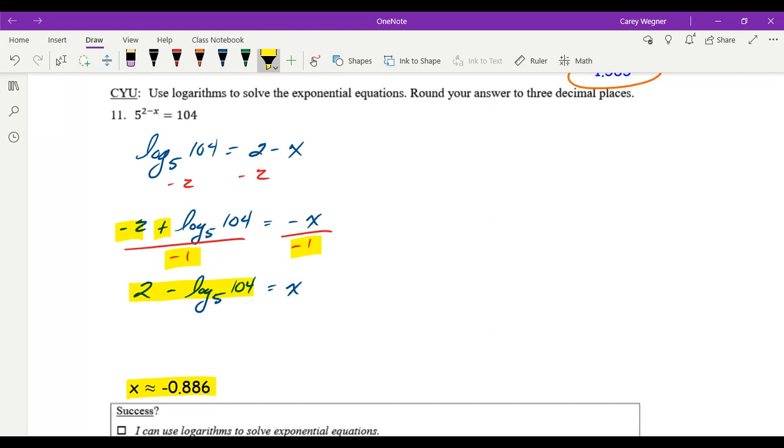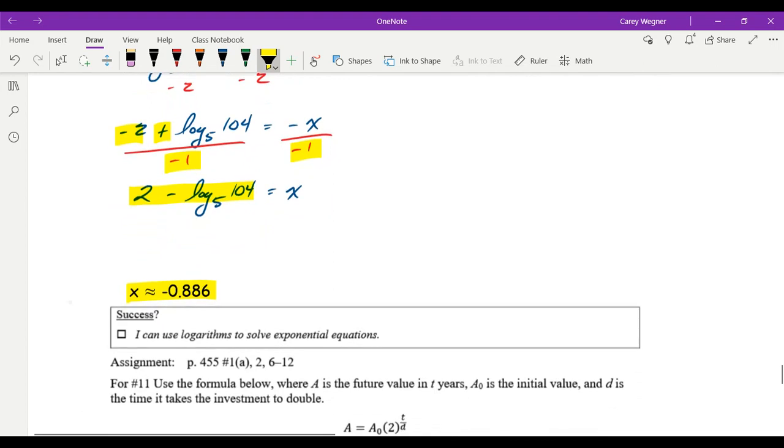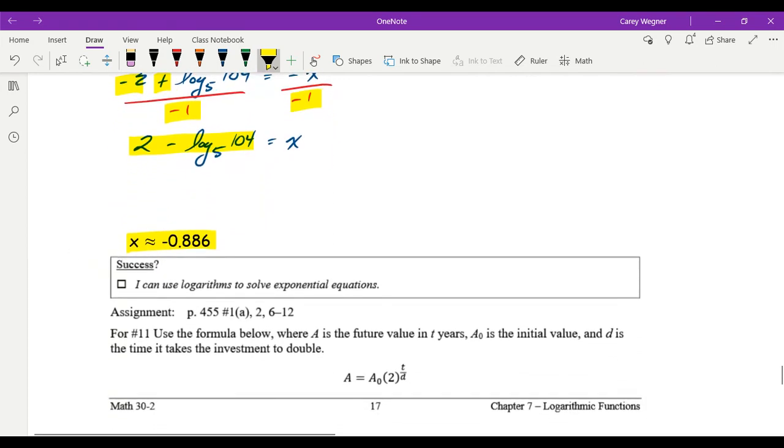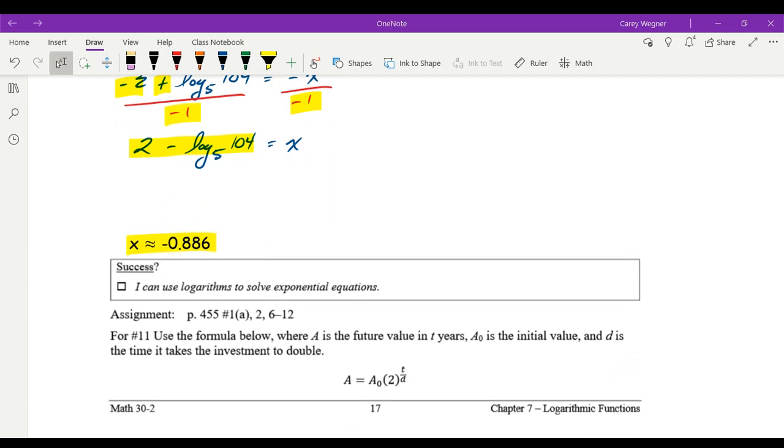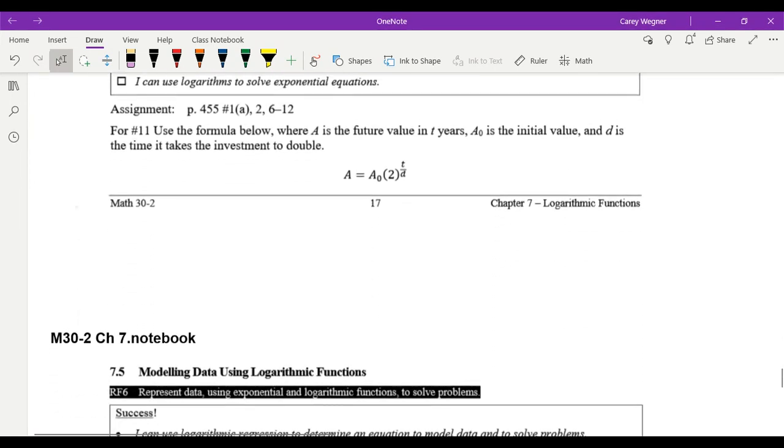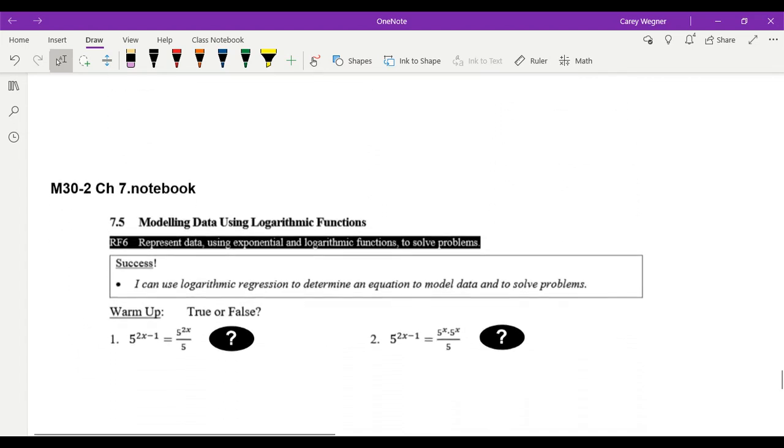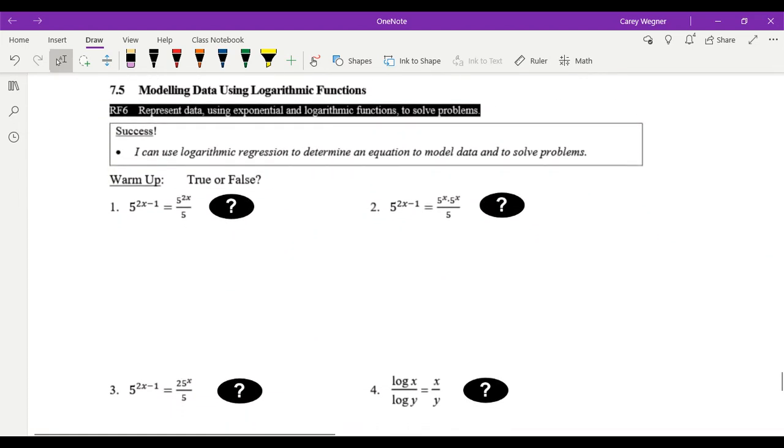So, how are you doing with solving exponential equations? This ends this lesson. Take some time to work through the practice questions, and then we will move on to our next lesson, which looks at modeling data using logarithmic functions. That will be using logarithmic regression, just like we've used regressions for linear functions, for quadratics, for cubics, for sinusoidal functions, and for exponential functions. All right, I'll see you in the next video.